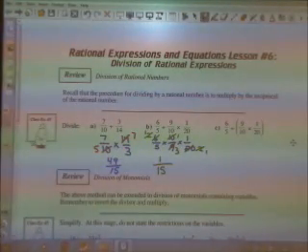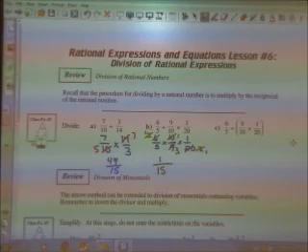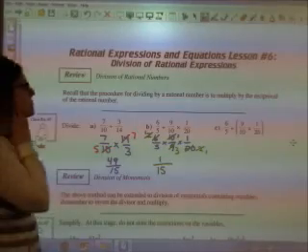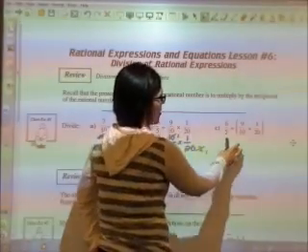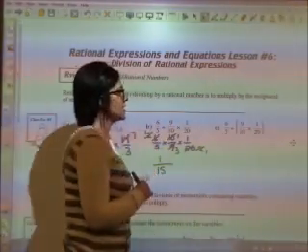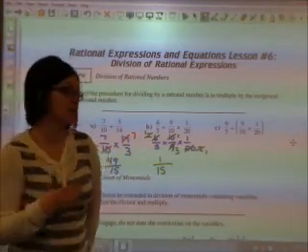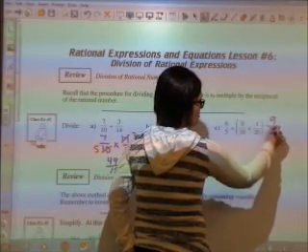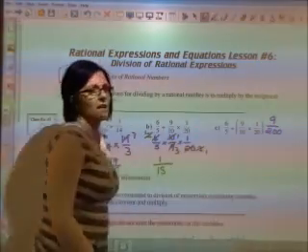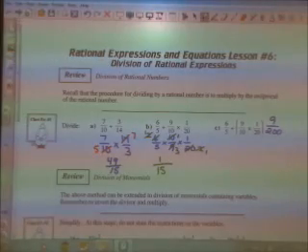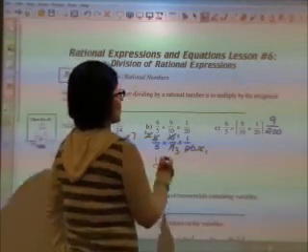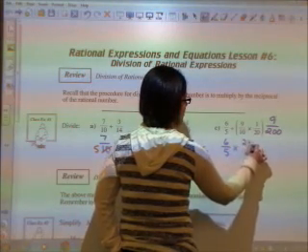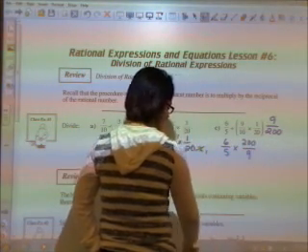Okay. The difference between B and C is the introduction of brackets, which means order of operations. So my first step would be to do what's inside the brackets. There is no common factor between the tops and the bottoms, which means I would multiply straight across, and I would get 9 over 200. And then I can do the invert and multiply. So 6 over 5 times 200 over 9.